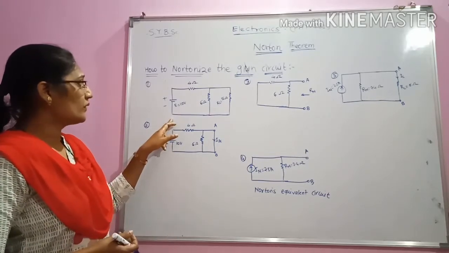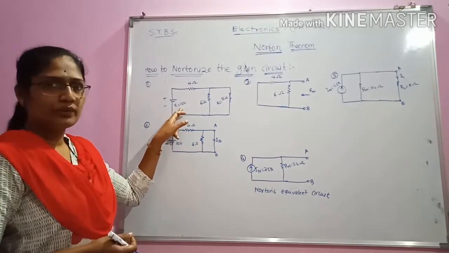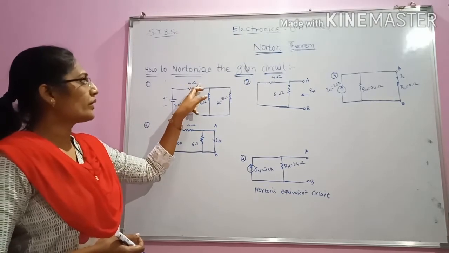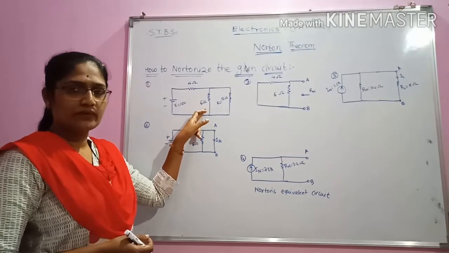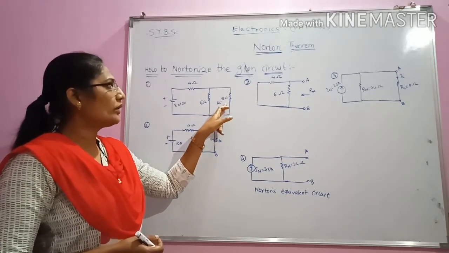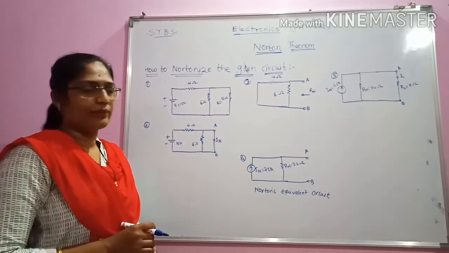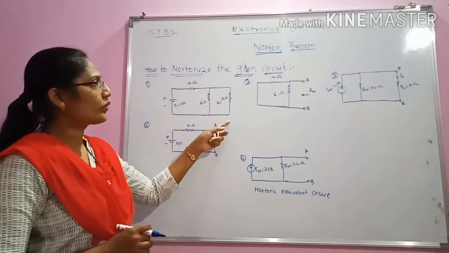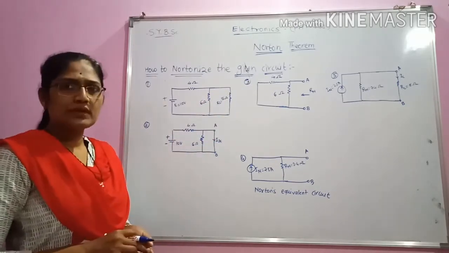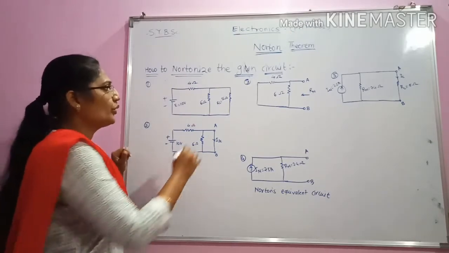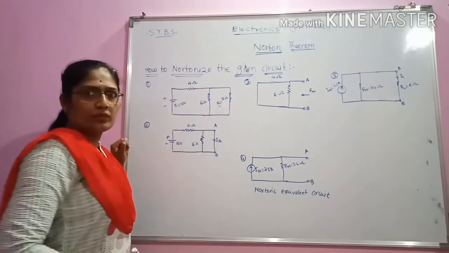Here a circuit is given where E is equal to 10 volt. Here one resistance is given as 4 ohm. Here another resistance is given as 6 ohm, and the load is given as 5 ohm. This load is across the A and B terminals. So the first step is what we have to do: we have to remove this load.